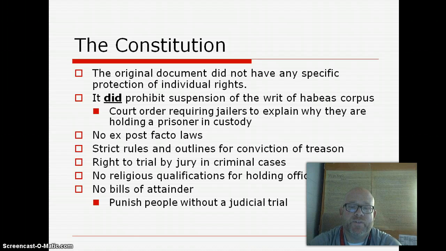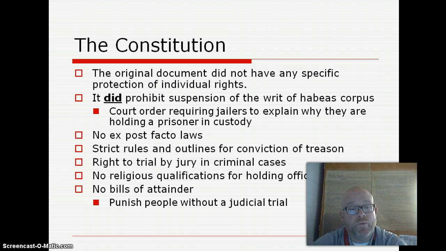But it did prohibit the suspension of a writ of habeas corpus, which meant if you were accused of a crime, you still needed to be brought forward in front of a judge and told what you had done wrong before you could be held in captivity or in custody. They weren't going to have any ex post facto laws, which means you couldn't go back in time, change a law, and prosecute. They had some really strong rules for treasonous activity.